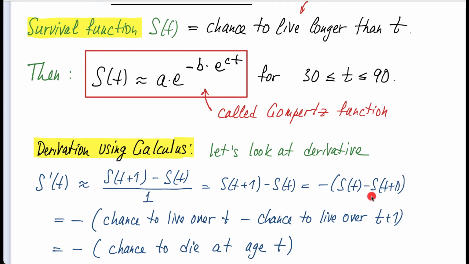And the second term, s of t plus 1, is the chance to live over t plus 1. And of course, this difference here is exactly the difference that we saw above in the table, right? It's the difference between two consecutive values, and it will give us exactly all the people that die between those two birthdays, or die at this age t. So this difference is exactly the chance to die at age t.